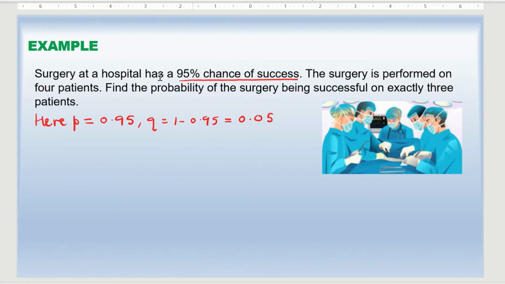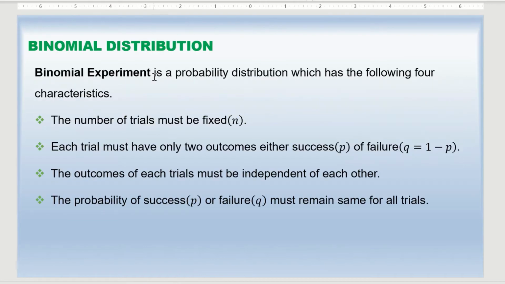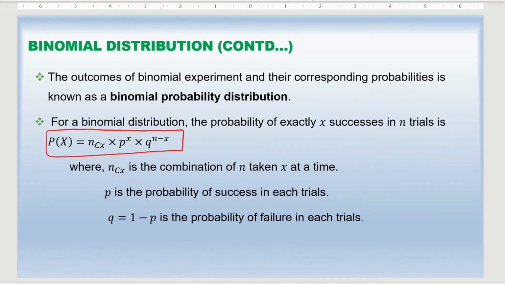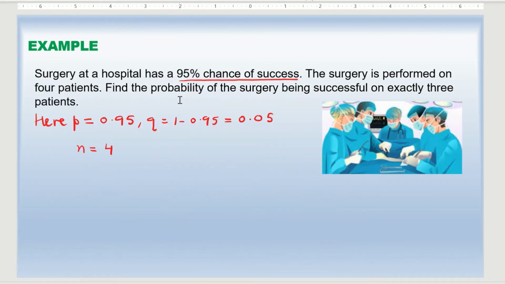The surgery is performed on 4 patients. So the number of trials is equal to 4. So n is equal to 4. And we are asked to find the probability of the surgery being successful on exactly 3 patients. So we want the probability that x is exactly equal to 3. The probability of 3 successes out of 4 trials is how much? So we need to find that.